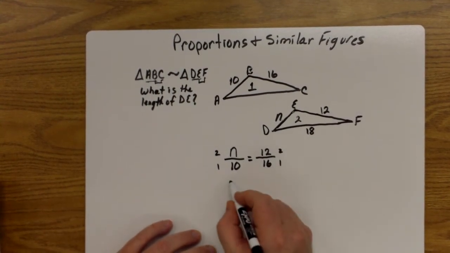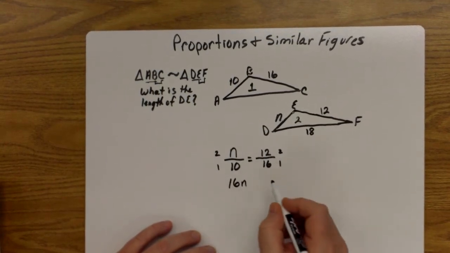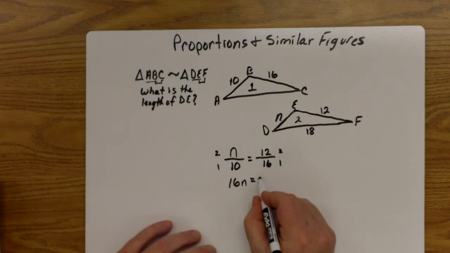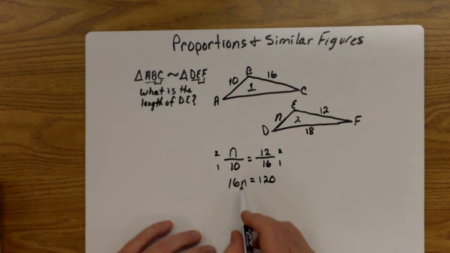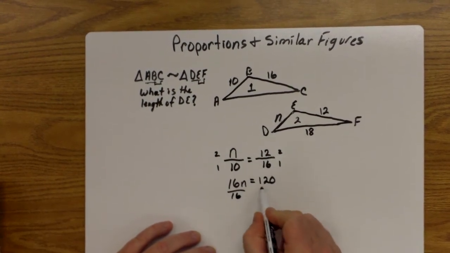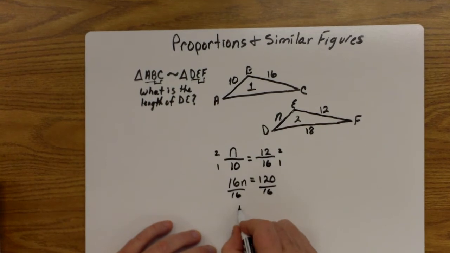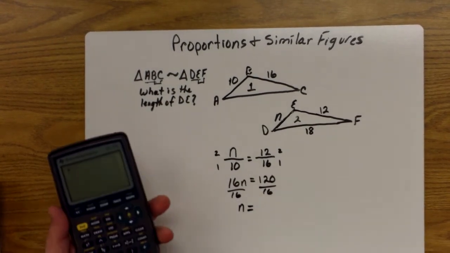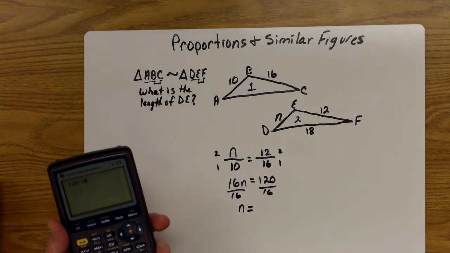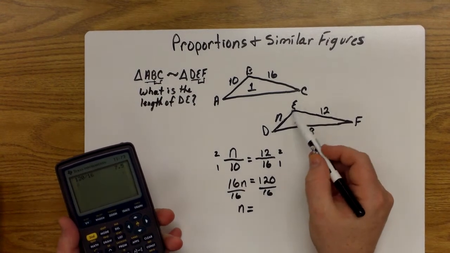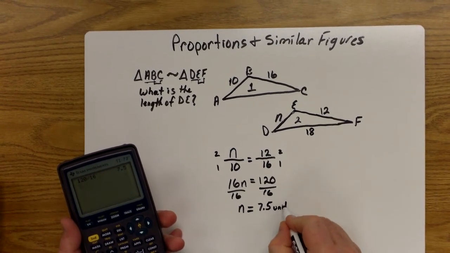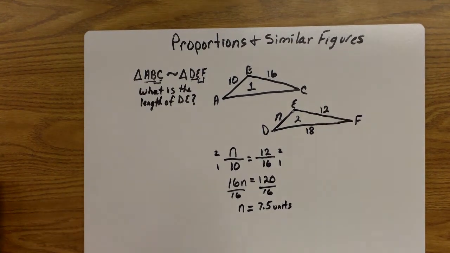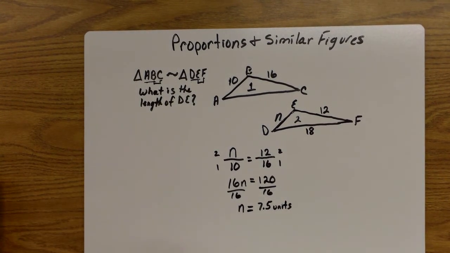So N times 16 is going to give you 16N. And 10 times 12 is going to give you 120. And to solve this proportion, or solve this equation, we're going to divide both sides by 16. 16 over 16 is 1. 1 times N is N. Please use a calculator here. So 120 divided by 16 tells us the length of DE is 7.5 units, whatever those units are, millimeters, feet, miles, doesn't matter. So that's how we can solve missing parts of similar figures.